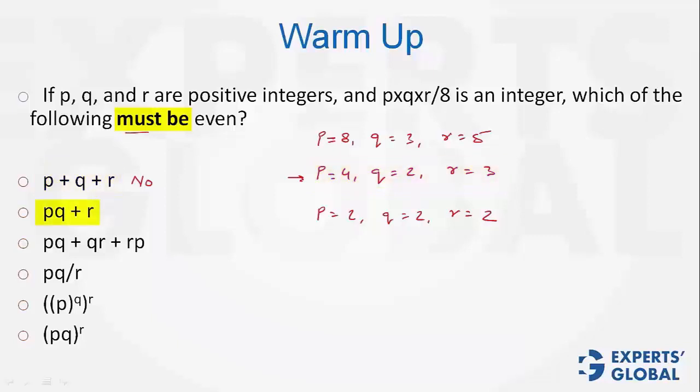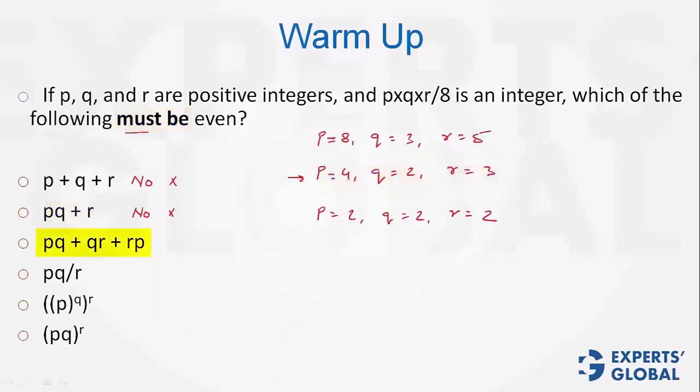p times q plus r. Once again, see in this case, p times q would be even, plus r is odd. So again, we have a case. So we can use a no for this one as well. Use a no or a cross mark, whatever is intuitively easier for you.